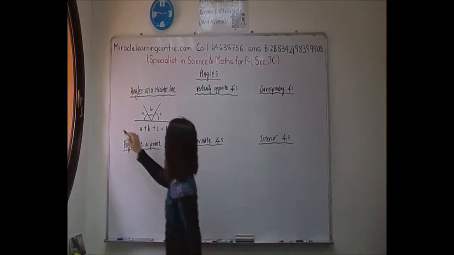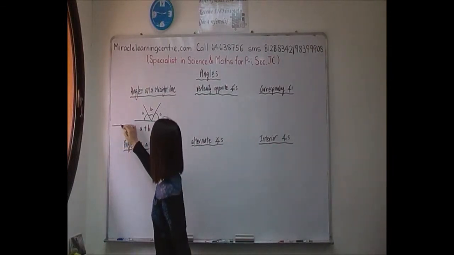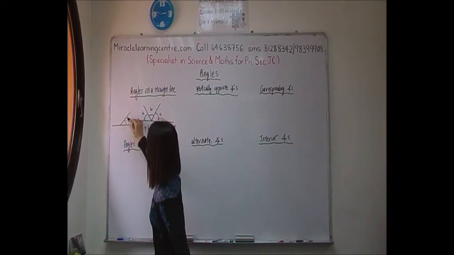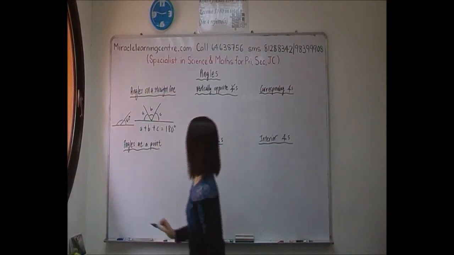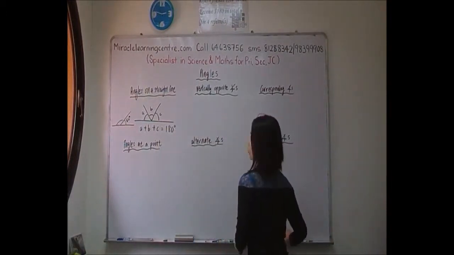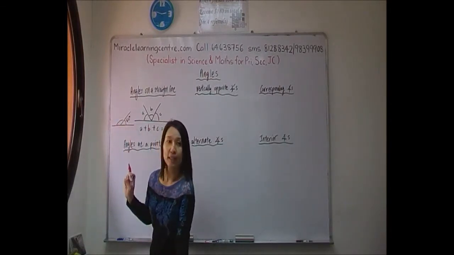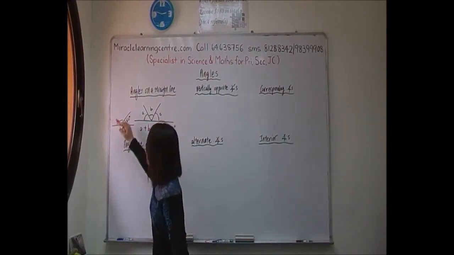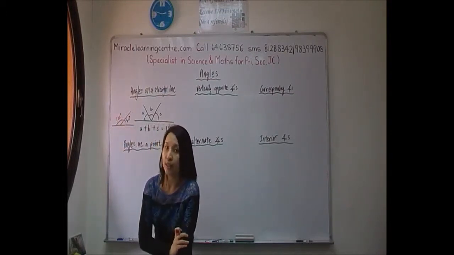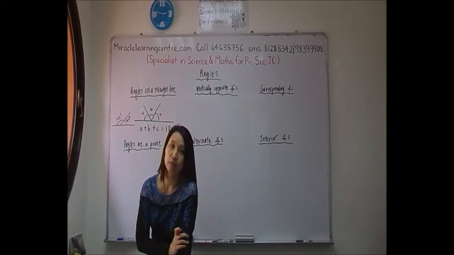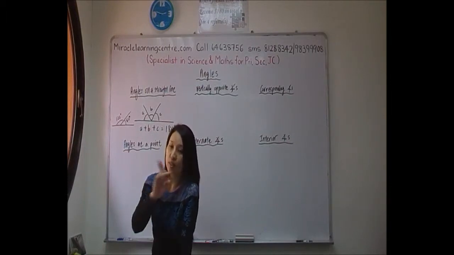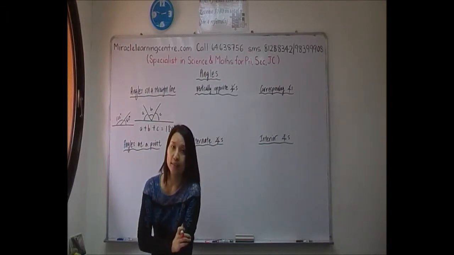For example, let's say I have a line and this is 60 degrees. What do you think this angle is? The total will be 180, so 180 minus 60 will be 120 degrees. So how do you identify angles on a straight line? Look for the straight line. Once you can see the straight line, they will all add up to 180 degrees.